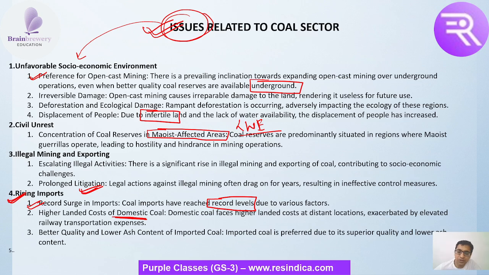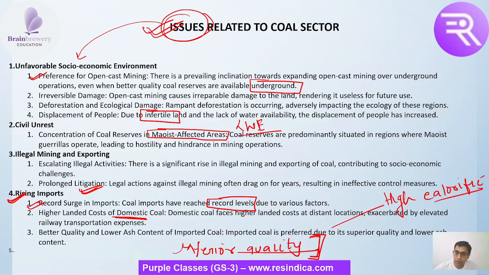Because in our country we have inferior quality of coal, which is not good for various power sectors. For the power sector, we need better quality coal, which can produce much more calorific value. High calorific value coal we need for our own power sector.